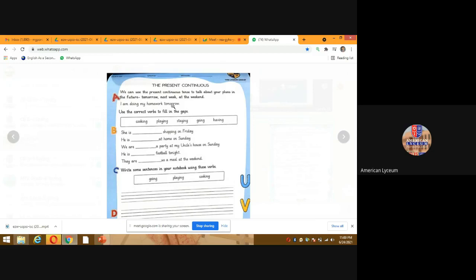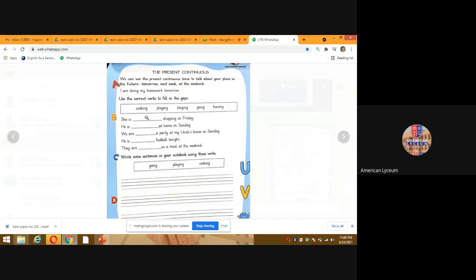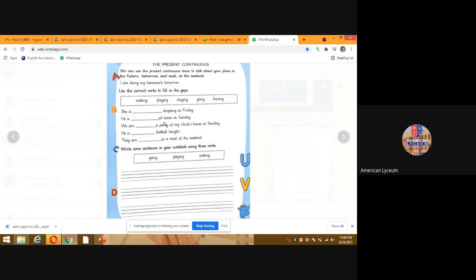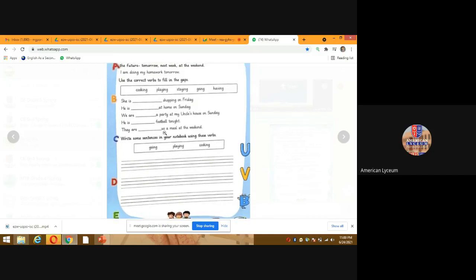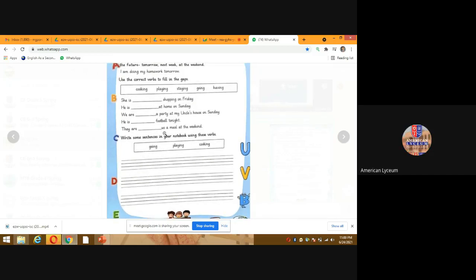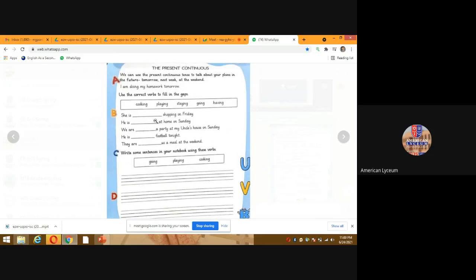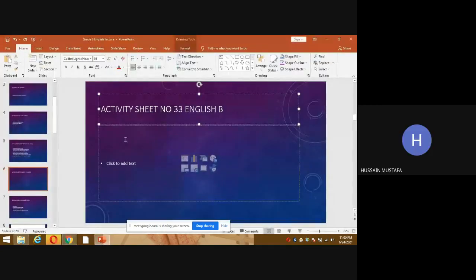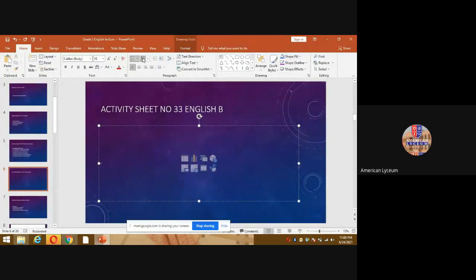So let's do the exercise now. Use the correct verbs to fill in the gaps. She is dash shopping on Friday. Going. She is going shopping on Friday. So what is the answer? Going.